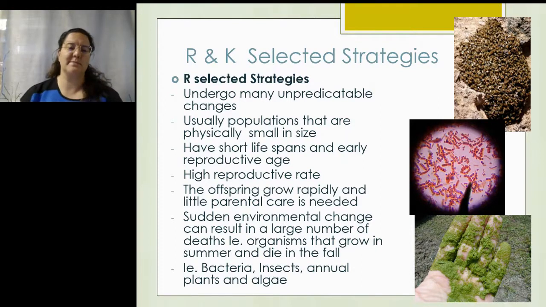Now, there are some organisms that don't fall neatly into the R and K category, like if we look at things like mice or rabbits that have many offspring several times a year, but they typically won't have the massive 3,000 offspring that you would see in an R-selected strategy.